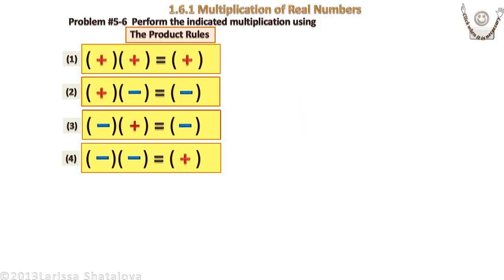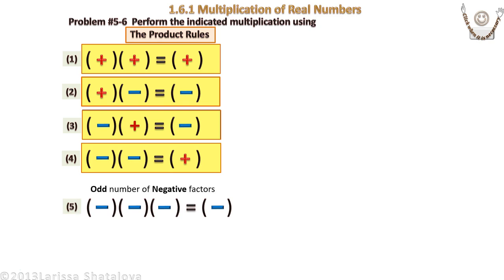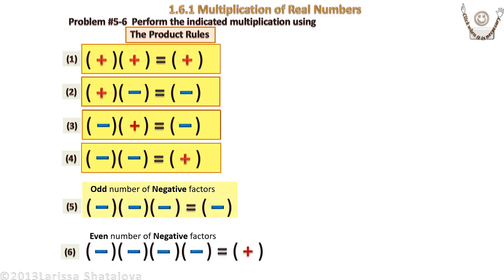In addition to the first 4 basic product rules, we are going to develop a couple more. And rule number 5. If you have an odd number of negative factors, the result is negative. And if you have an even number of negative factors, the result will be positive. Those rules will be very helpful in the next sections.